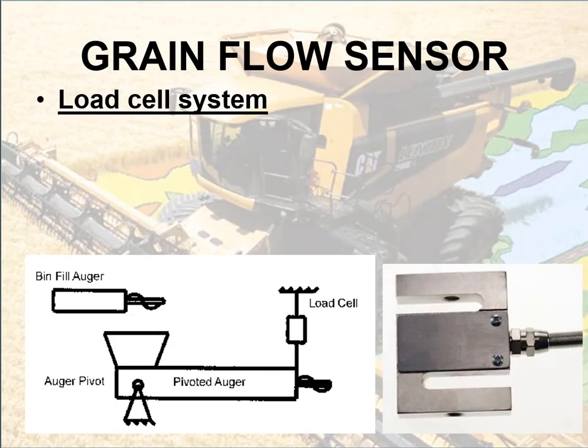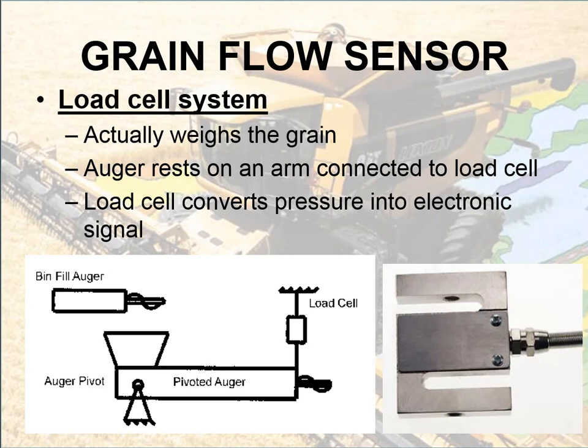You're not going to see much of this either. I'd be hard-pressed to see this being used anymore. So this is what's called a load cell system, and basically this is where we actually weigh the grain. I did find an image somewhere out on the internet where someone had this idea of how they were going to do this.